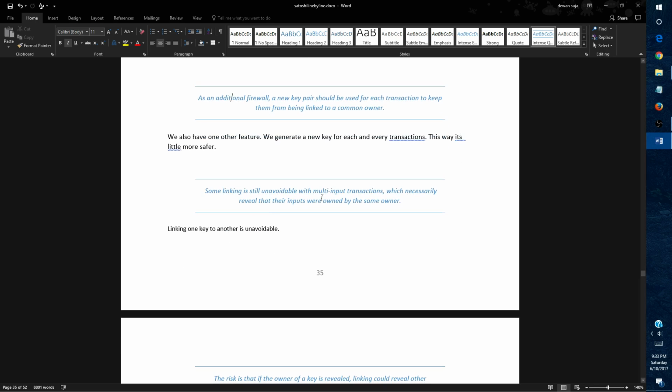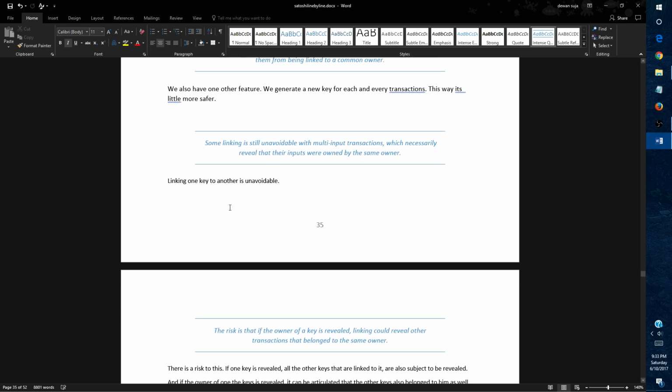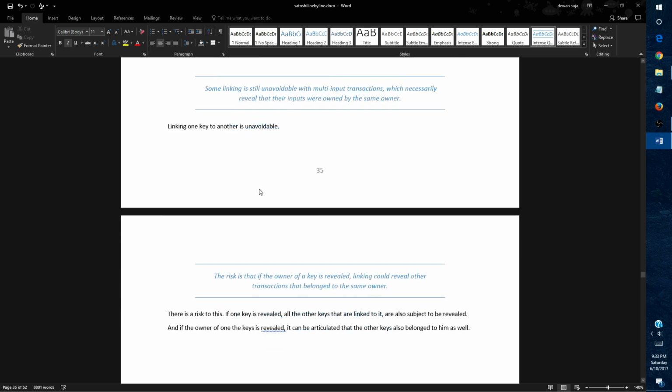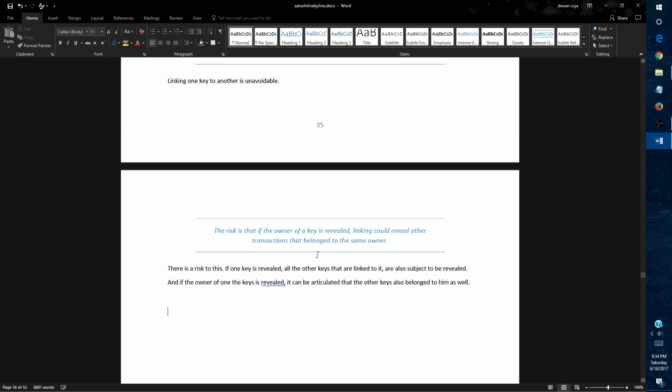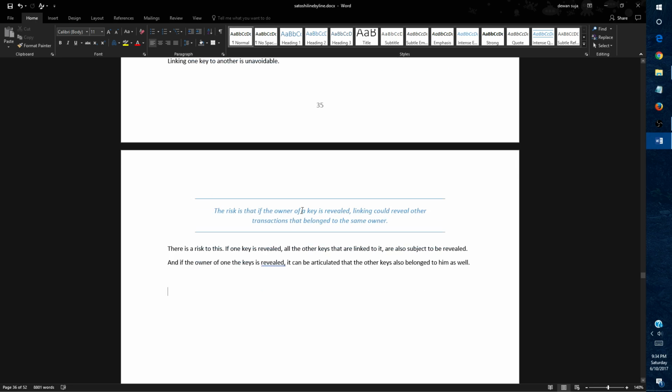Some linking is still unavoidable with multi-input transactions, which necessarily reveal that their inputs were owned by the same owner. So linking one key to another is kind of unavoidable, okay? The risk is that if the owner of a key is revealed, the linking could reveal the other transactions that belong to the same owner. So there is risk to this. If one key is revealed, meaning the owner is revealed, all the other keys that are linked to it are also subject to being revealed, right? If the owner of one of the keys is revealed, basically, it can be articulated that the other keys also belong to him. So yes, there's a chain, but we try to break the chain.